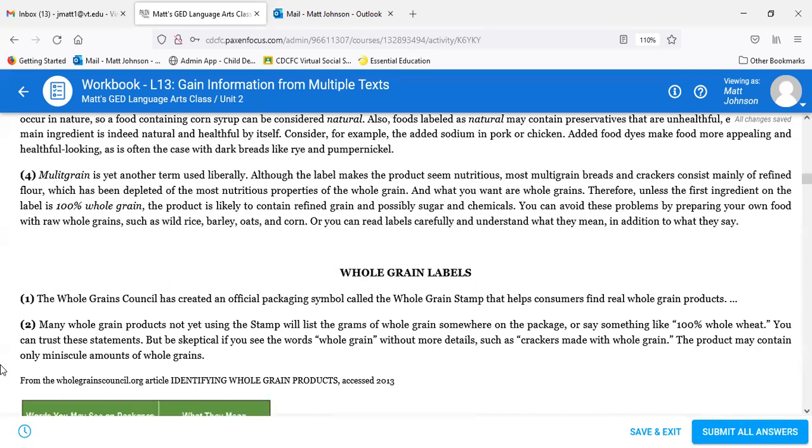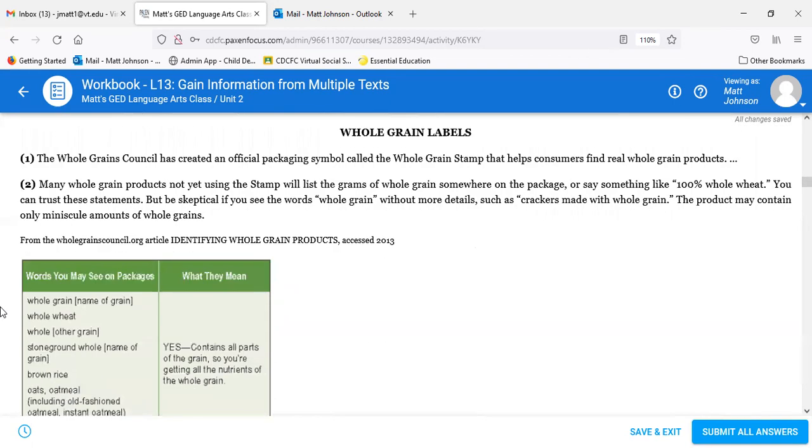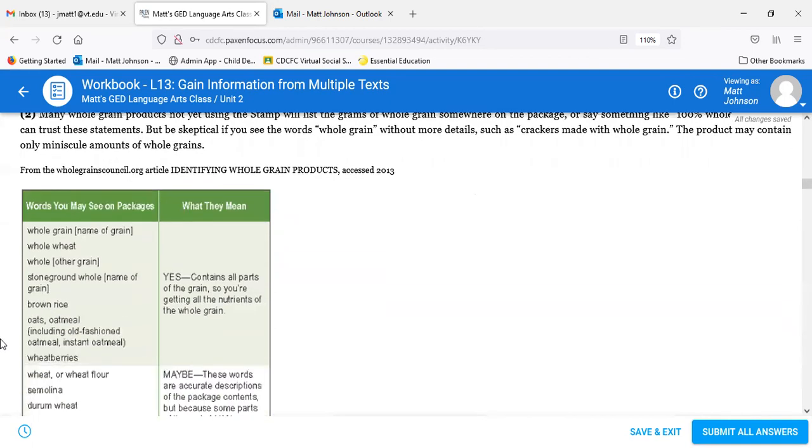So the Whole Grains Council has created an official packaging symbol called the whole grain stamp that helps consumers find real whole grain products. Many whole grain products not yet using the stamp will list the grams of whole grain somewhere on the package or say something like 100% whole wheat. You can trust these statements, but be skeptical if you see the words whole grain without more details, such as crackers made with whole grain. The product may contain only minuscule amounts of whole grains. From the wholegraincouncil.org article identifying whole grain products.